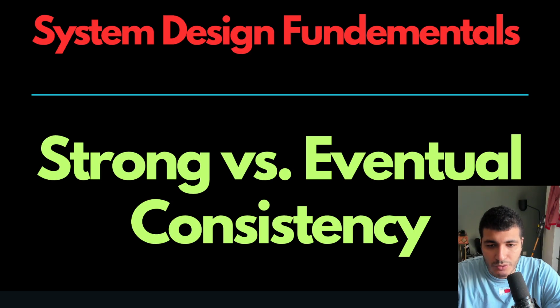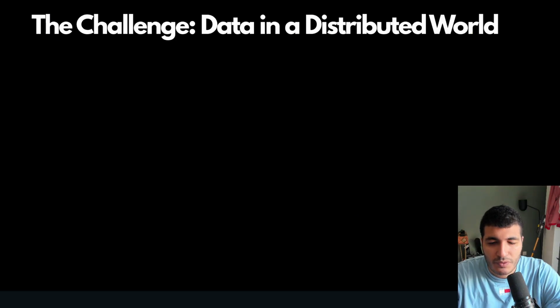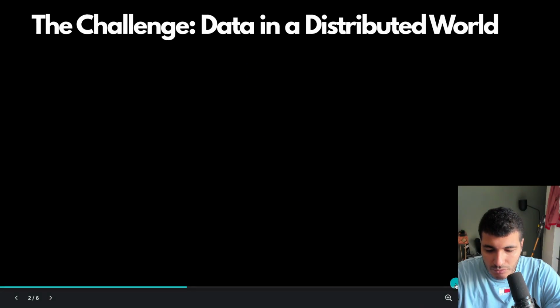Today we are diving into two main models, strong consistency versus eventual consistency, a topic that's absolutely vital to master for any system design interview. Okay? So the challenge arises because distributed systems face what's known as the CAP theorem. What does the CAP theorem mean?